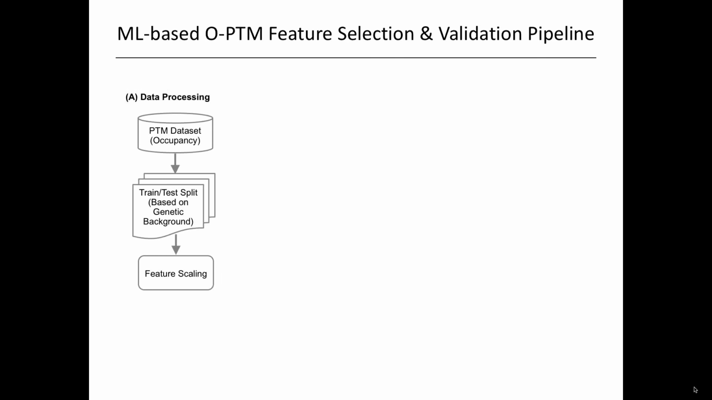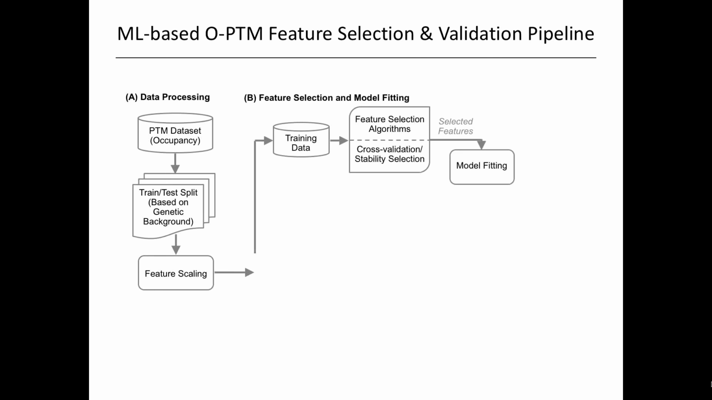First, O-PTM occupancy data sets were processed and split into training and test sets based on their genetic background. And then next, they were subjected to feature scaling for normalization following application of the feature selection and model fitting, in which the training data undergoes feature selection algorithms and a cross-validation or stability selection step, which will allow it to select features to create a predictive model.